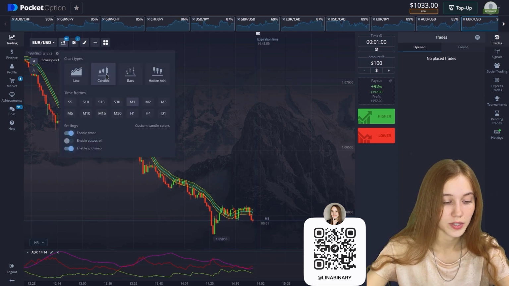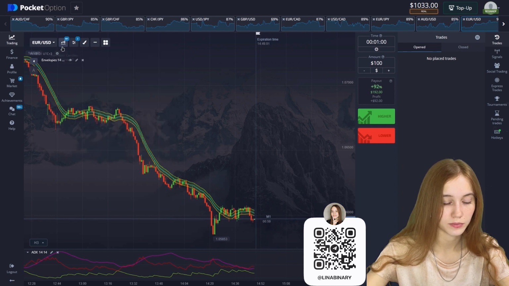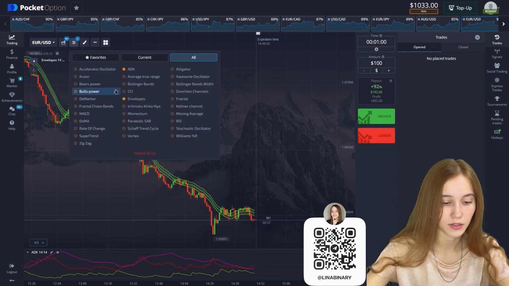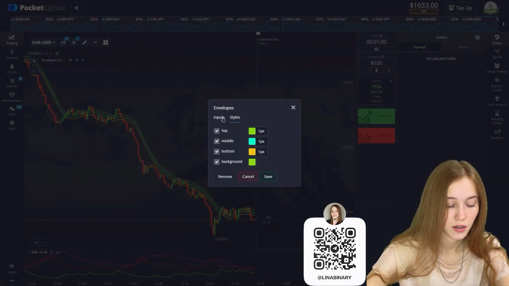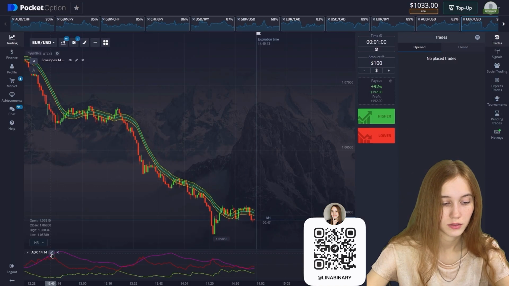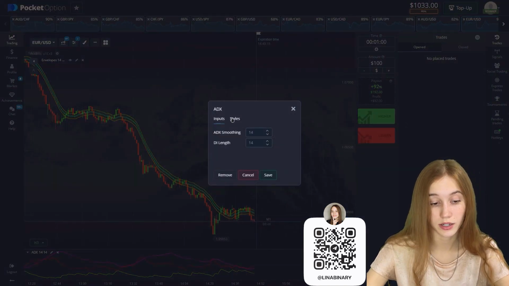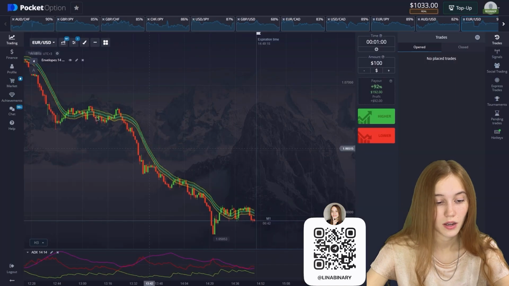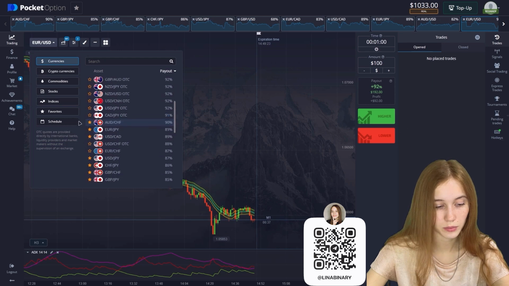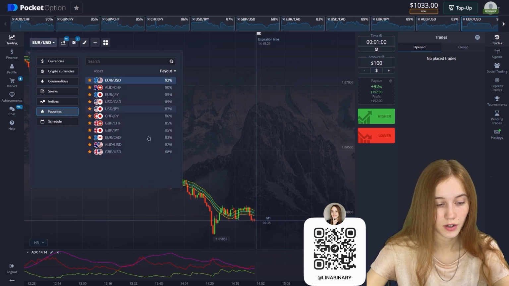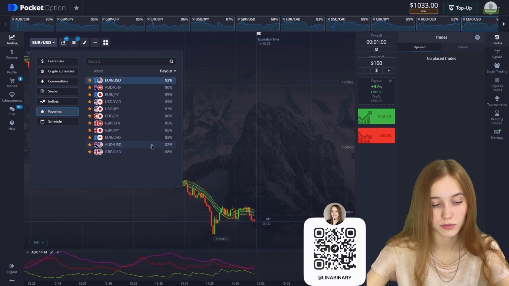So what we see, yeah, these indicators settings, you can copy it, and the settings of the second indicator, ADX. We traded on currency pairs, you can choose them here. On the right is the percentage.